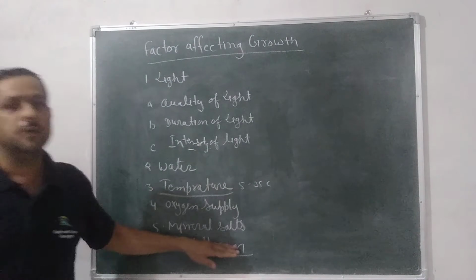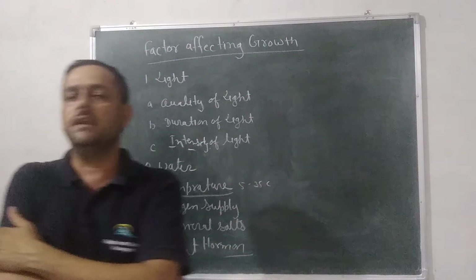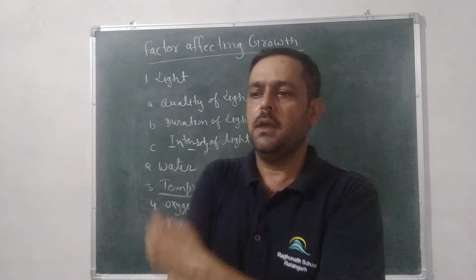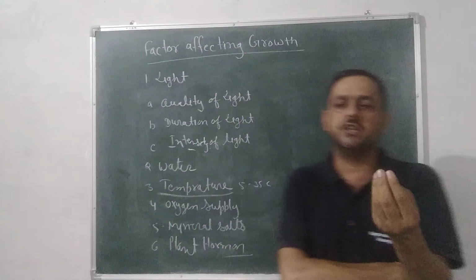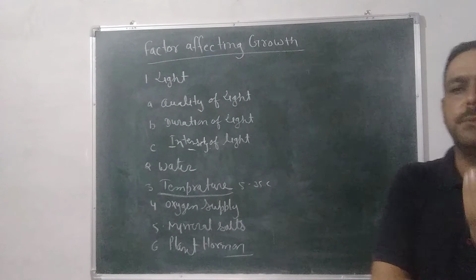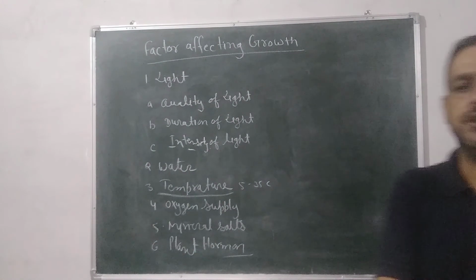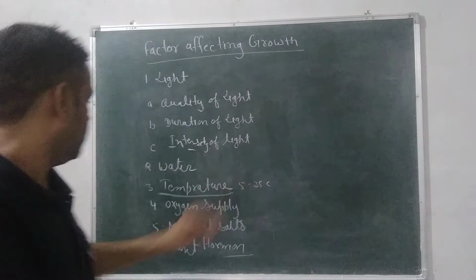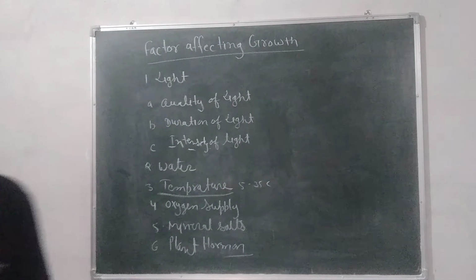Next factor is mineral salts. Mineral salts we study in the mineral nutrition chapter. Many deficiency diseases occur in plants due to lack of mineral salts, resulting in slowing down of growth of plants. Next factor is plant hormone.